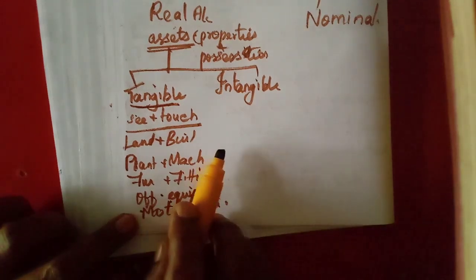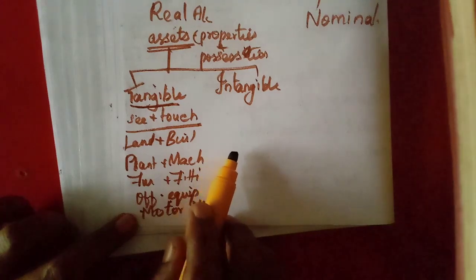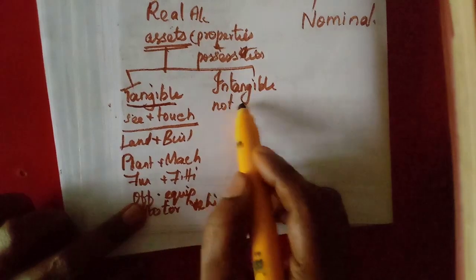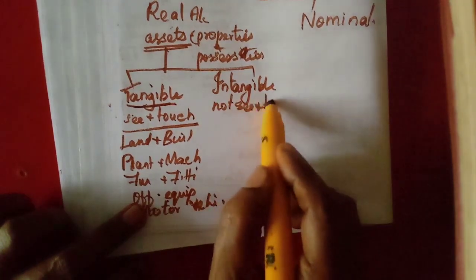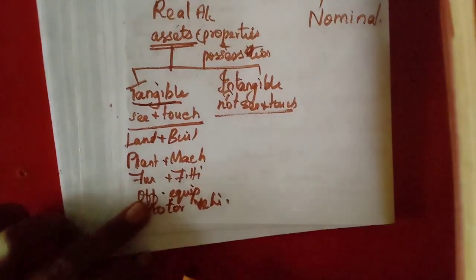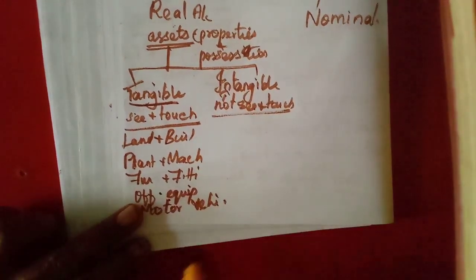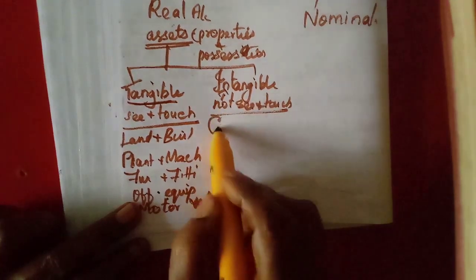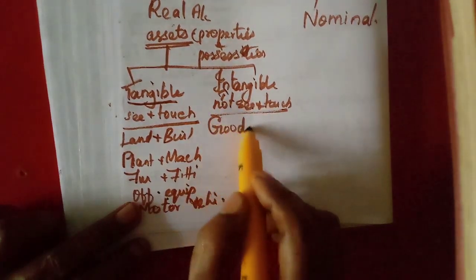Then intangible assets, that we cannot see and touch. Those assets are called intangible assets, not tangible assets. So what are the intangible assets? The main thing is goodwill. You will learn this one.